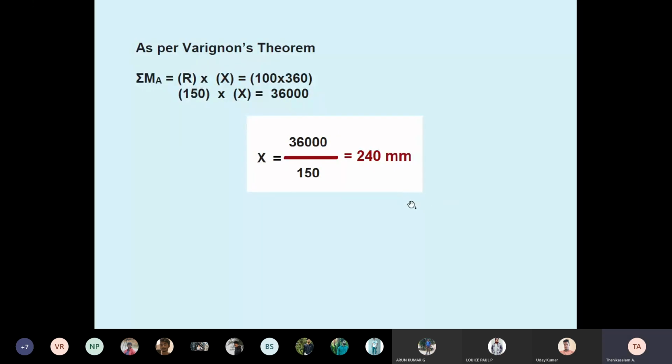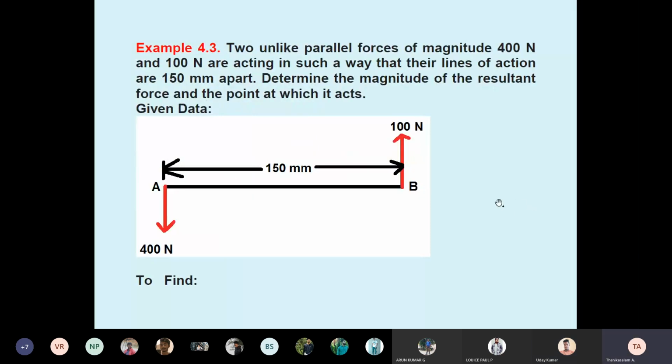Uday Kumar, did you get the point? Yes, sir. Okay, read the next question. Unlike parallel forces of magnitude 400 Newton and 100 Newton are acting in such a way that their lines of action are 150 mm apart. Determine the magnitude of the resultant force and the point at which it acts.